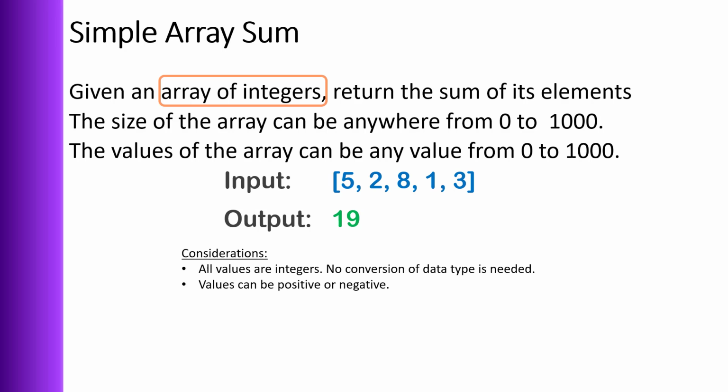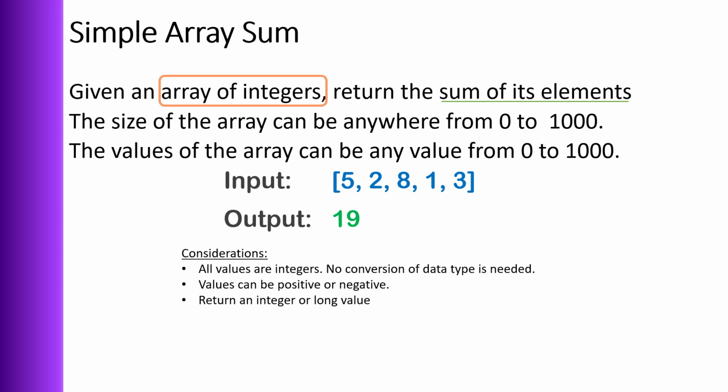Next, values can be positive or negative. This is important because if we are going to declare a return value, we can maybe say it's signed or unsigned. Making a variable unsigned would give it more space on the positive side, so it will actually double the maximum positive value that you can put in it. But now we have to consider both. And then we have to return the sum of its elements.